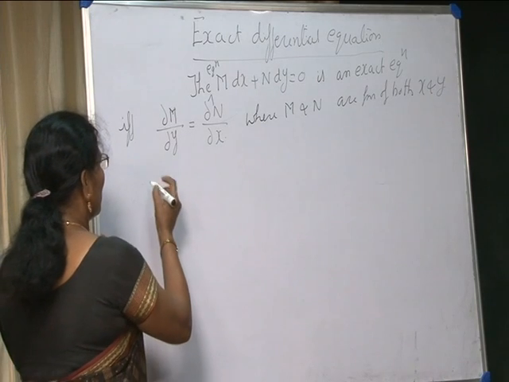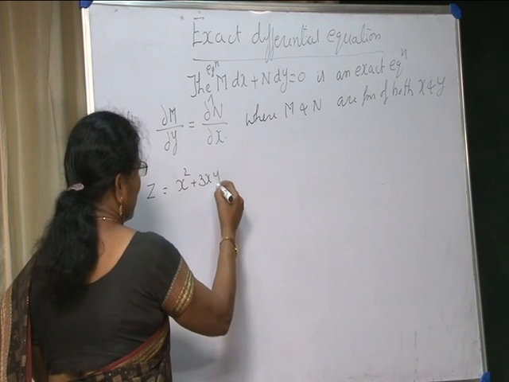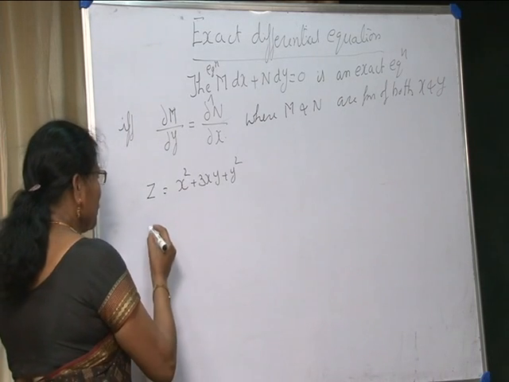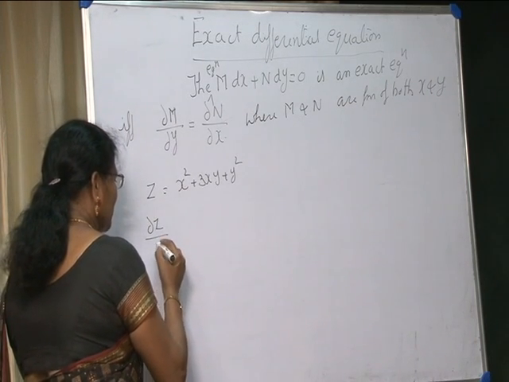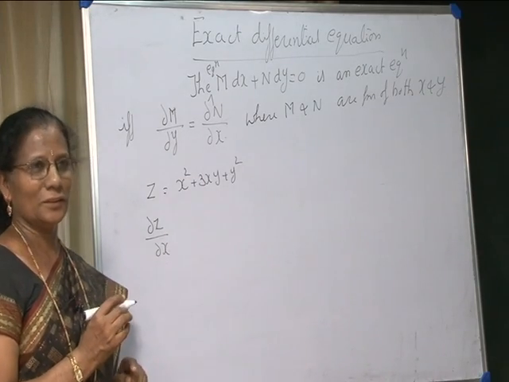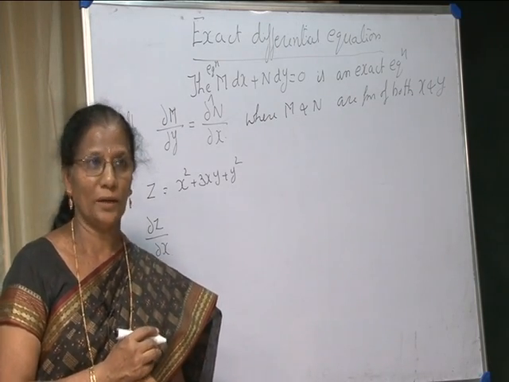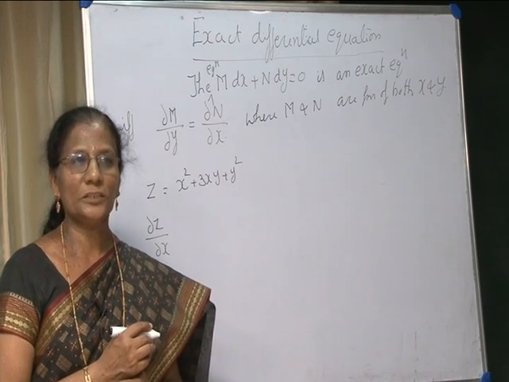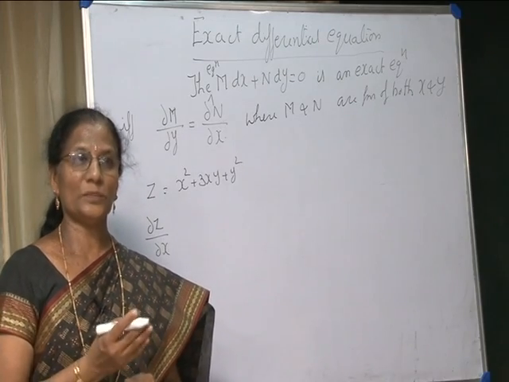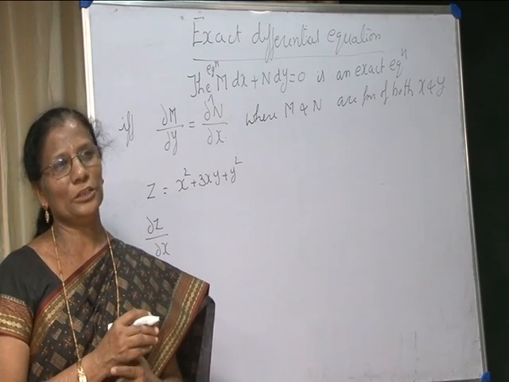See, suppose the function z is equal to x squared plus 3xy plus y squared. I am going to differentiate z with respect to x. Then we have to take y as a constant. When doing it with respect to x, we take y as a constant. With respect to y, we take x as a constant. When we take y as constant for x and x as constant for y, then we call it partial differentiation.